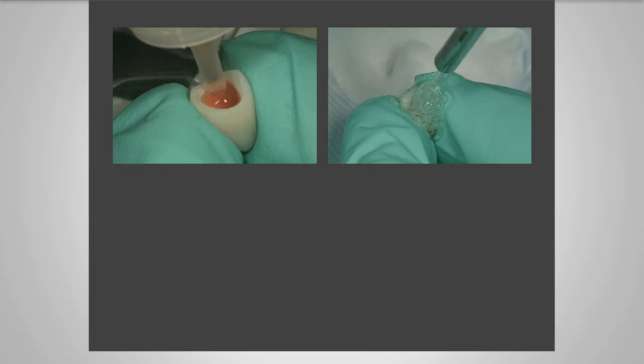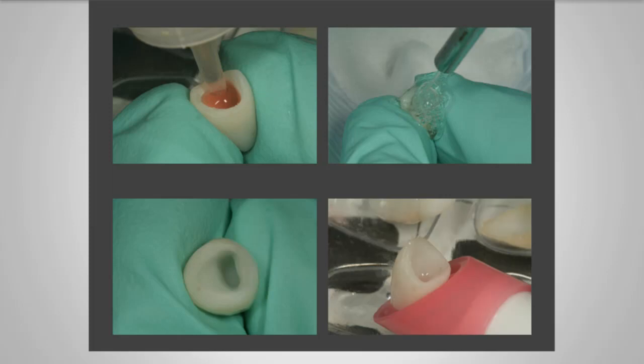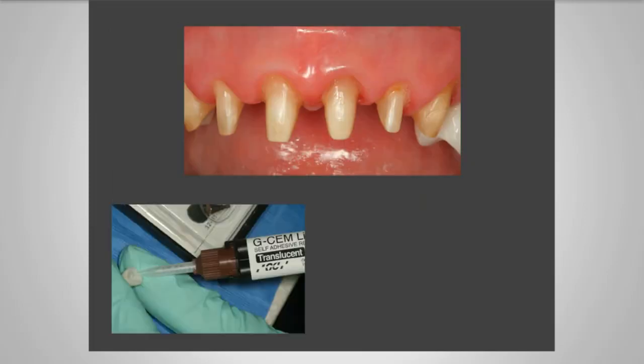So now the steps in cementation. These Emax units from Christina's lab come back unetched, so I'm etching them with hydrofluoric acid, rinsing, and then silanating. Here are the preparations, and I've tried these in. Everything looks good. Clean them. I tried them in prior to etching and silanating. Now we're going with Link Ace.